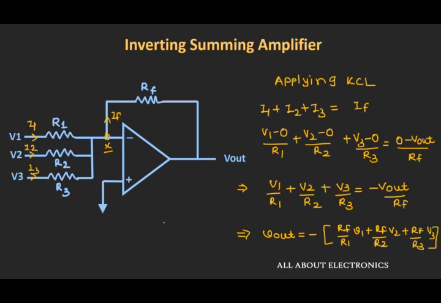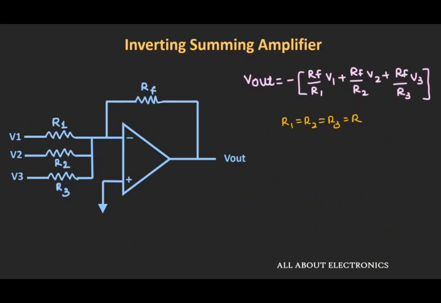Now we know that if we apply the single input to this inverting op-amp configuration, then the output voltage Vout can be given as minus RF divided by R1 times input voltage. Now here, instead of single input voltage, we have applied the multiple input voltages. So the output voltage will be equal to the algebraic sum of the individual responses. So this is the expression of the output voltage in case of the inverting summing amplifier.